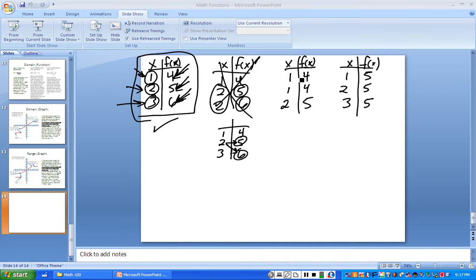Okay, now looking at this third one, this is saying that when I plug in a 1, I get a 4. If I plug in a 1 again, I still get 4. If I plug in a 2, I get a 5.